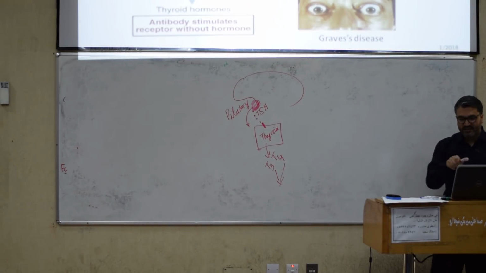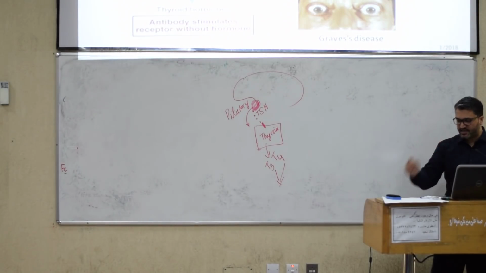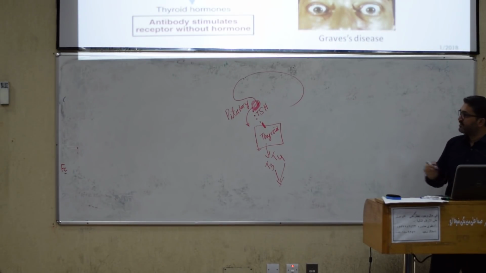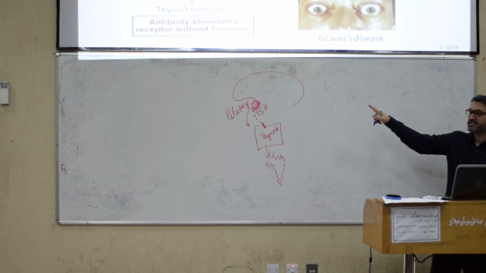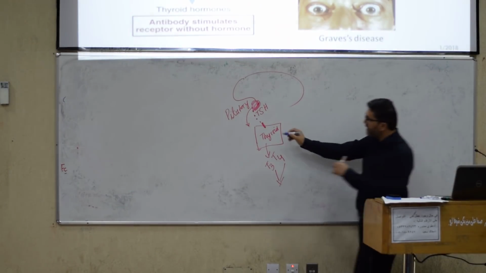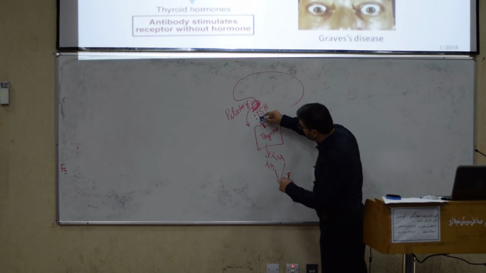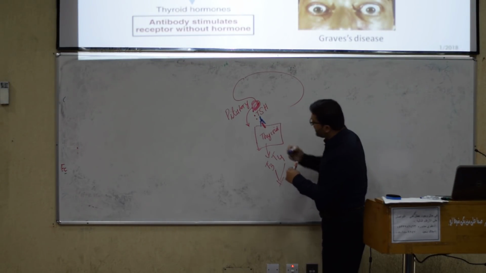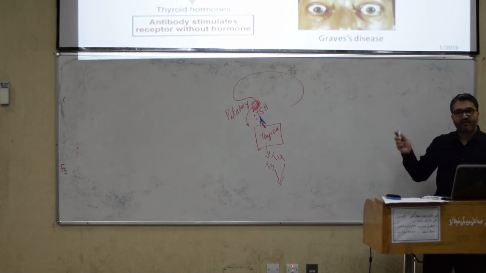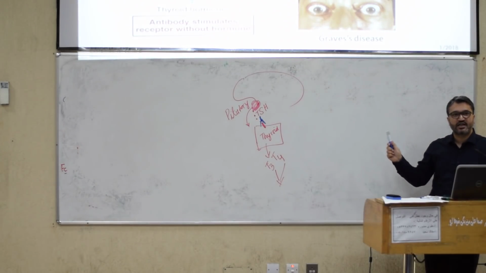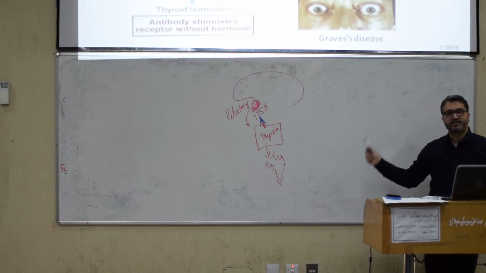Okay, now in this disease, what is happening? The body will produce antibodies that will resemble thyroid stimulating hormone. So they will resemble this, and these antibodies will bind to these receptors. Now what is going on? A false signal is going to the gland so that it keeps on producing T3 and T4.